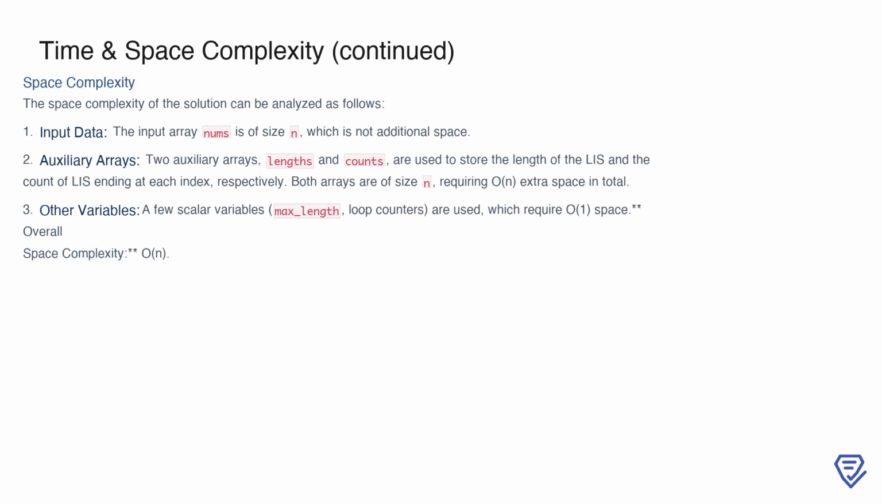Turning our focus to space complexity, the input array nums itself does not count as additional space since it is part of the given input. The main contributors to space usage are 2 auxiliary arrays, lengths and counts. Each of these arrays has a size equal to the length of nums, which is n. Thus, the space required for these arrays is O(n). Beyond these arrays, we only use a few scalar variables, such as max_length and the loop counters, which take up constant space, or O(1). Combining these factors, the total space complexity of the solution is O(n), as the auxiliary arrays dominate the overall space usage.